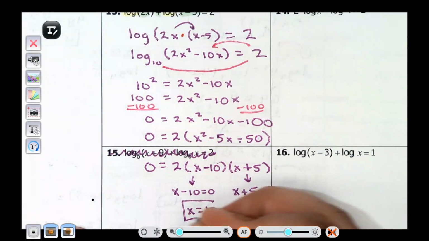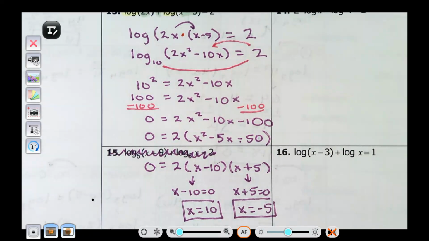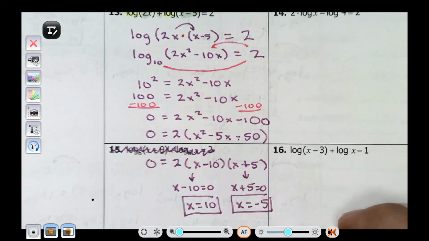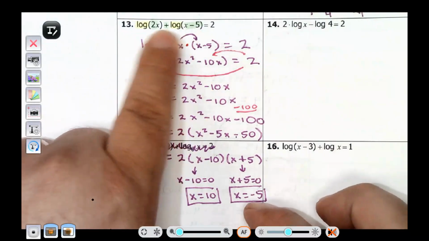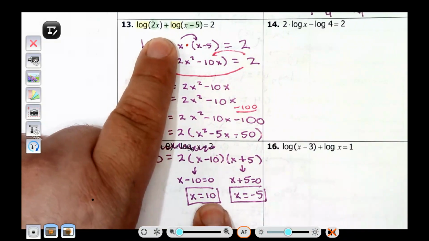But we have to check our answers. We don't want to take a log of a negative by accident. And when we say that we're going to check our answers, we're going back to the original. That's where we have to check. So let's start with the 10.